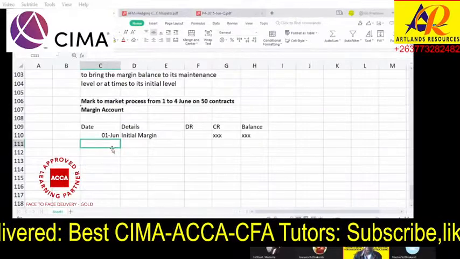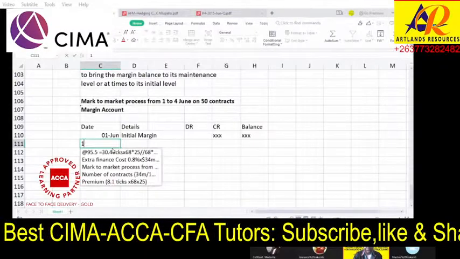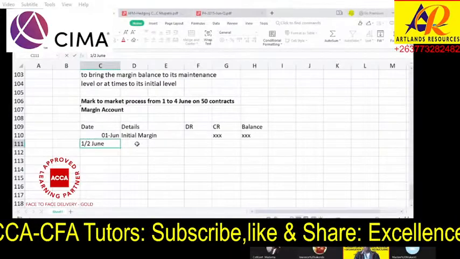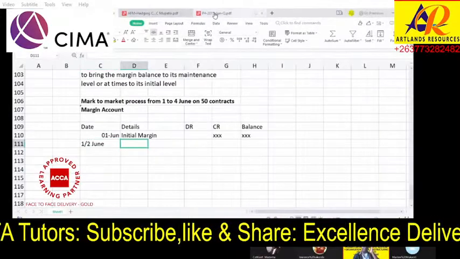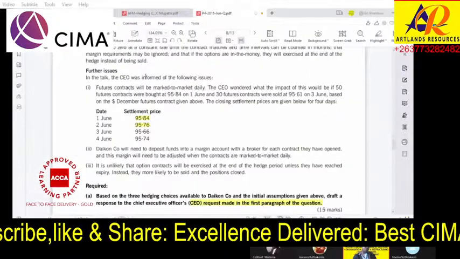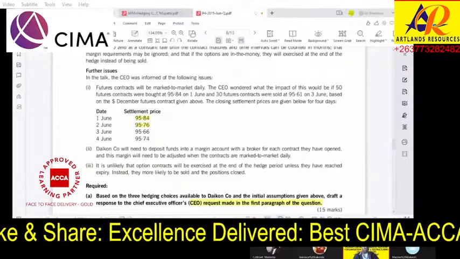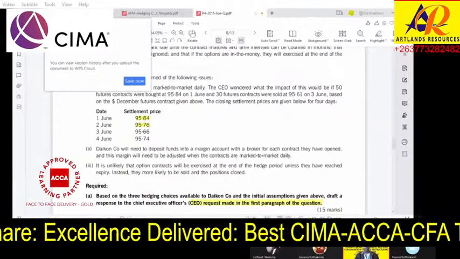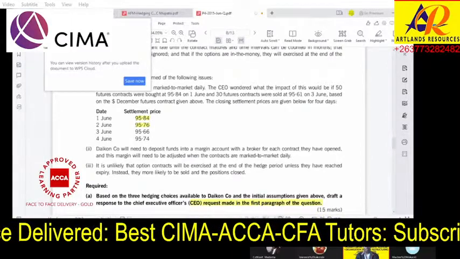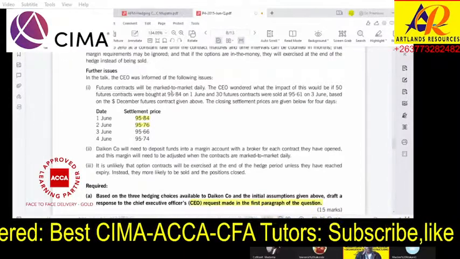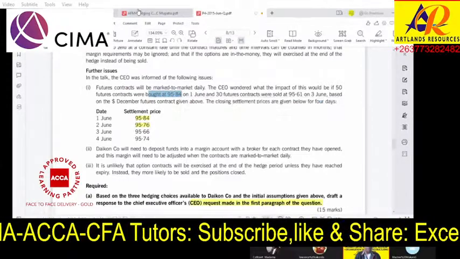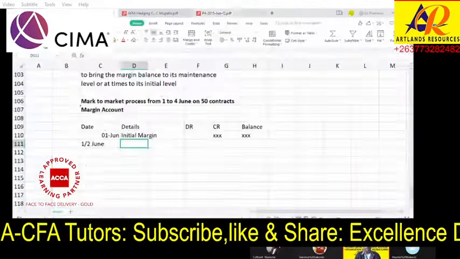So this day we can call it 1/2 June. You bought these at 95.84 and then you are selling at 95.76. Remember, when you close the day you sell, you close your position on the opposite side. If you open by selling, you close by buying. If you open by buying, you close by selling. So here we are told that the positions were opened by buying at 95.84, so they closed by selling. So on this day there was a loss.